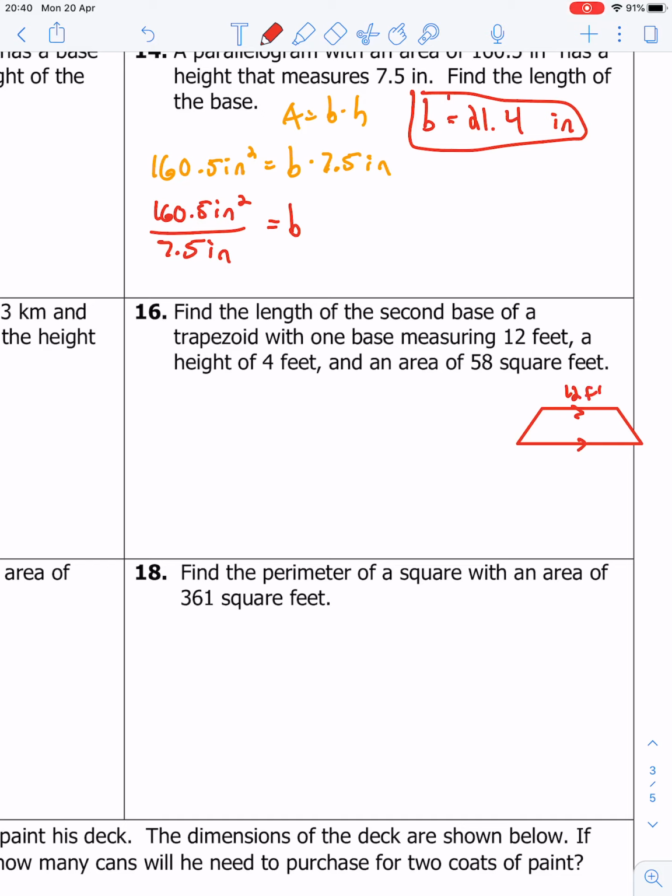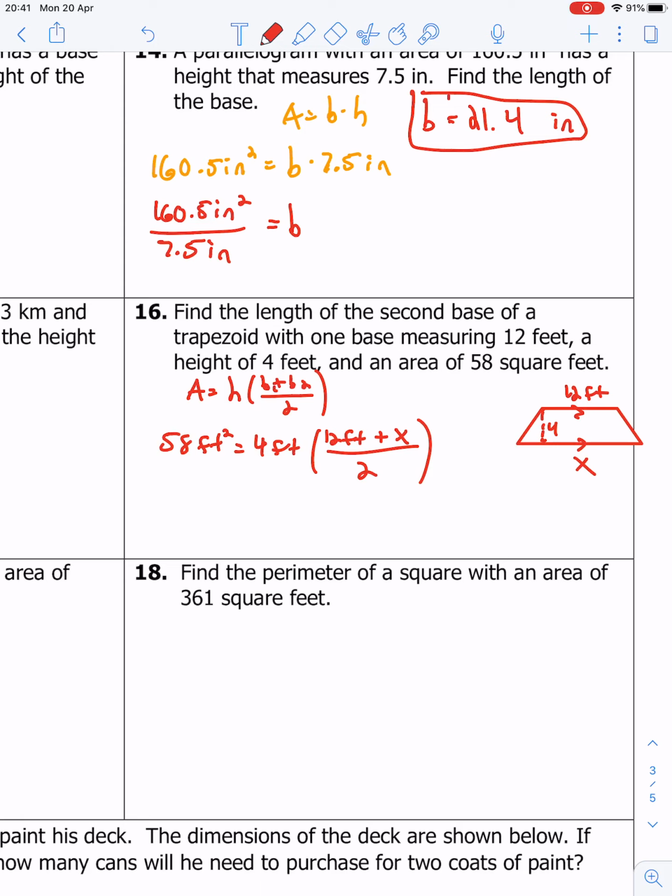So find the length of the second base of the trapezoid. This is 12 feet. Height of 4. So this is 4. And we don't know this base. So the area is going to be 58. So we know the area for a trapezoid is height times the bases, base 1 plus base 2, averaged. So our area tells us it is 58 feet squared. Our height is 4 feet. And our one base is 12 feet. We don't know this one, and we divide by 2.